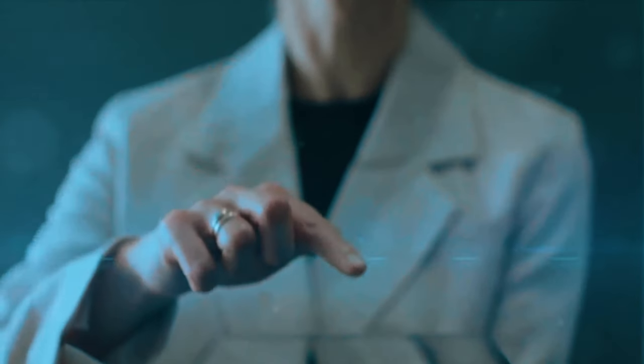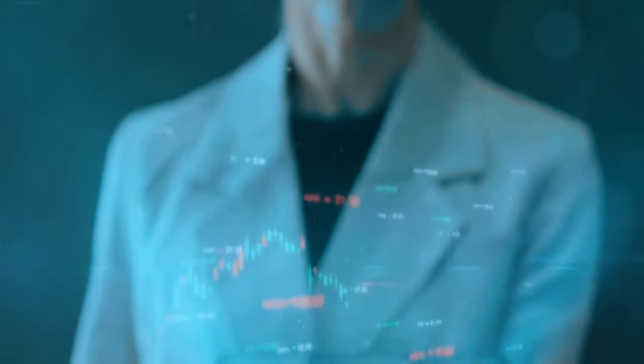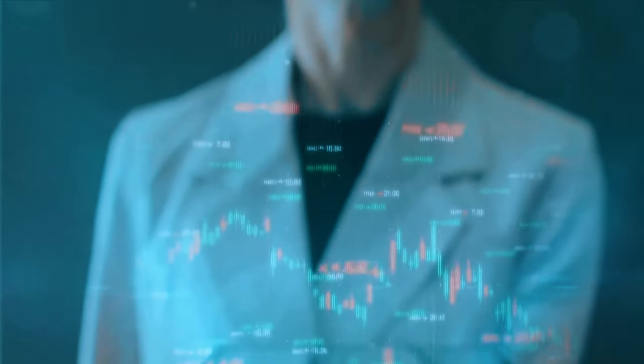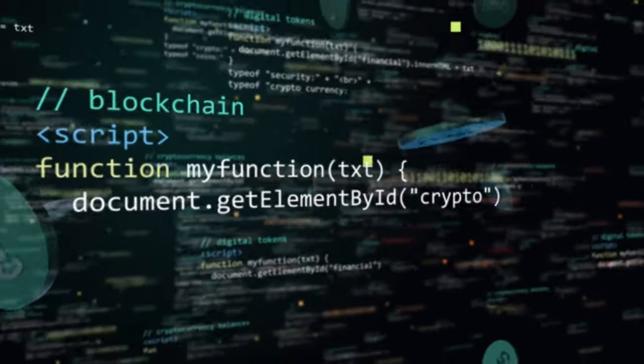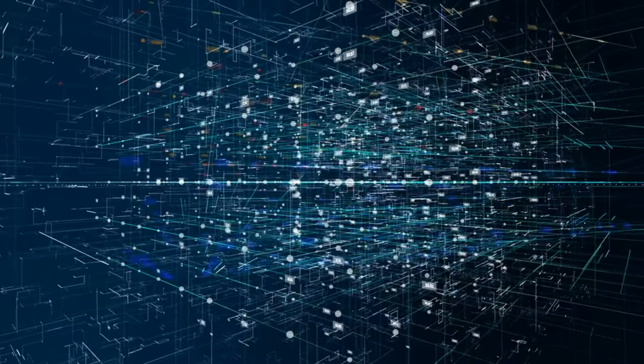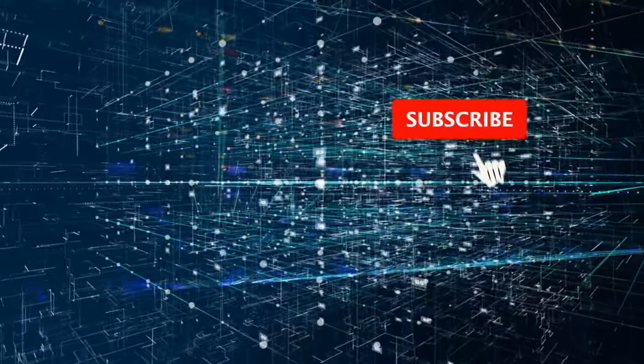In conclusion, AI-driven algorithmic trading is a game changer. It's a fusion of technology and finance that's reshaping the way we invest and trade. But like any powerful tool, it's important to understand it, to harness its potential responsibly. Remember, the world of finance is rapidly evolving and staying informed is key.